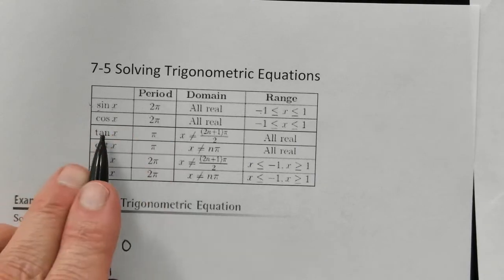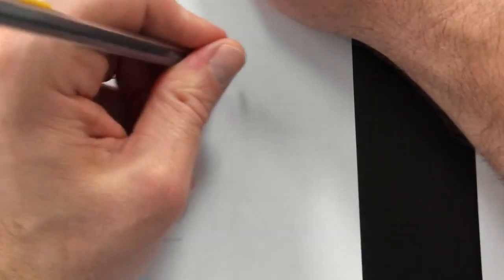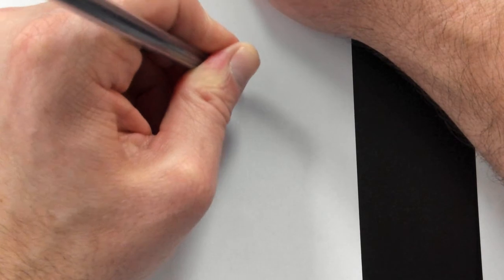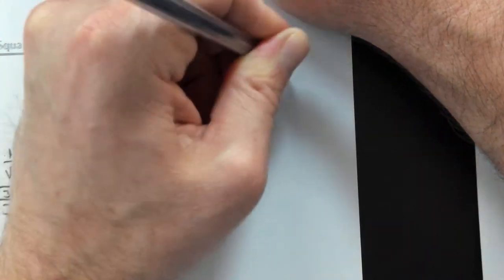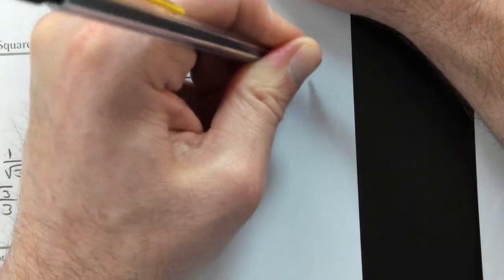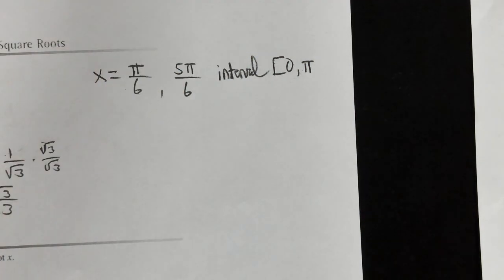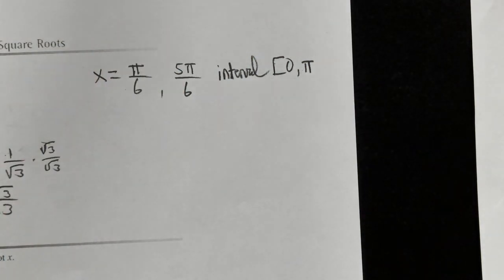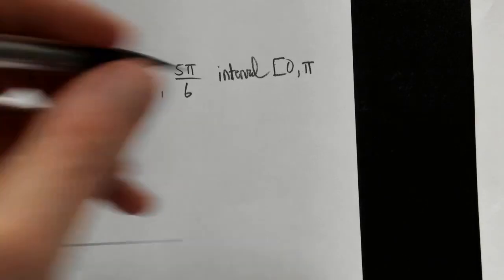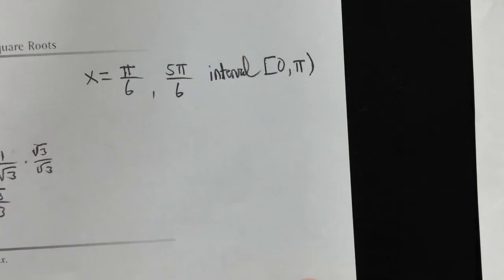Now remember, since the period for tangent is pi, the answers are going to repeat after that period. So this is the interval solution. But the interval this time is from 0 to pi, instead of 0 to 2 pi.